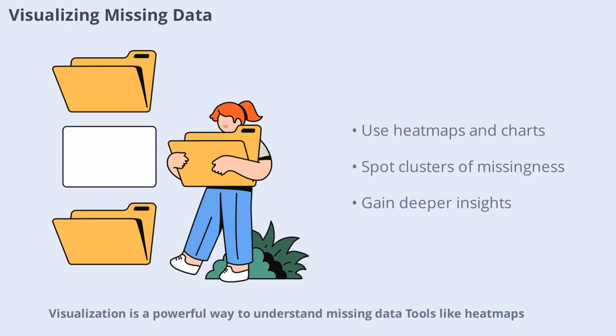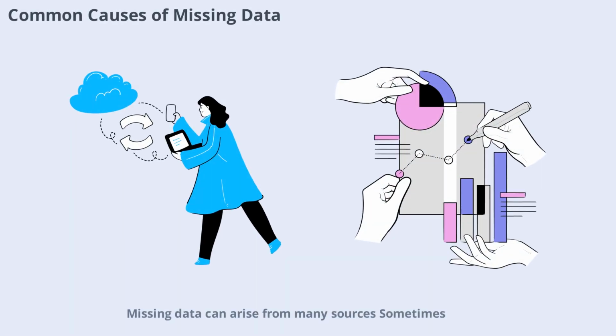Visualization is a powerful way to understand missing data. Tools like heat maps, bar charts, or matrix plots can show you where missing values cluster in your dataset. These visuals make it easier to spot patterns, such as missing data concentrated in certain variables or time periods. By visualizing missingness, you gain insights that might not be obvious from raw numbers alone, helping you choose the most effective handling method.